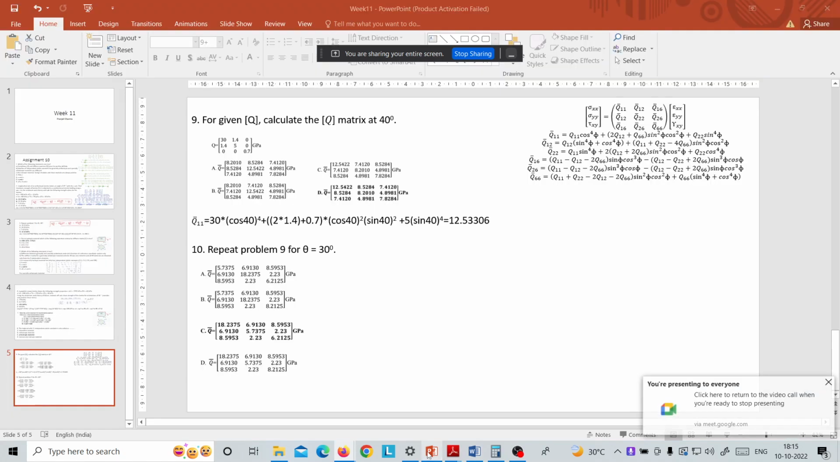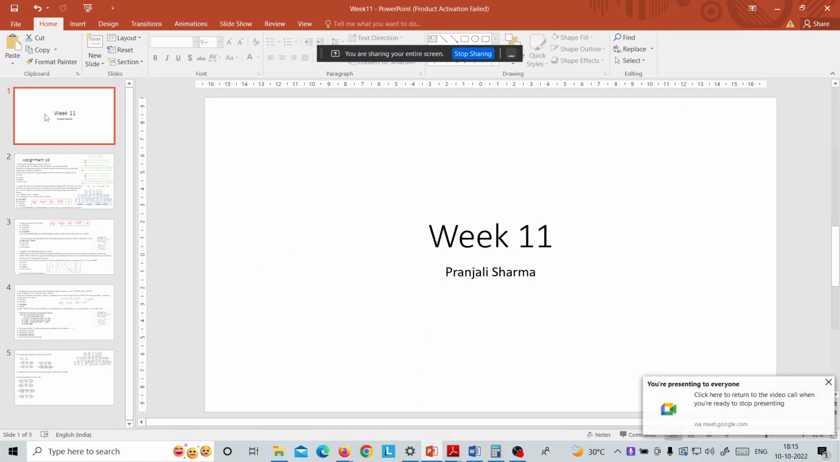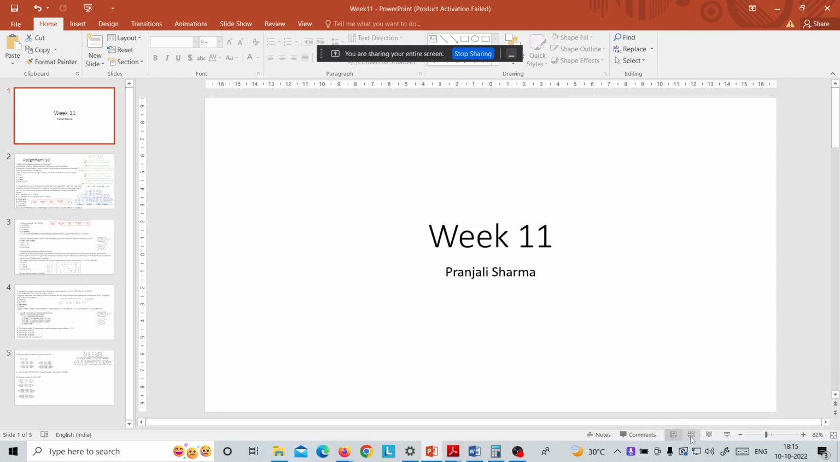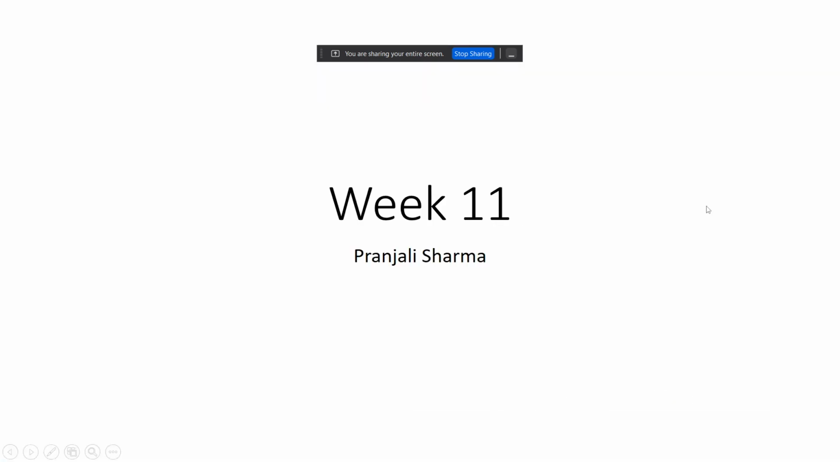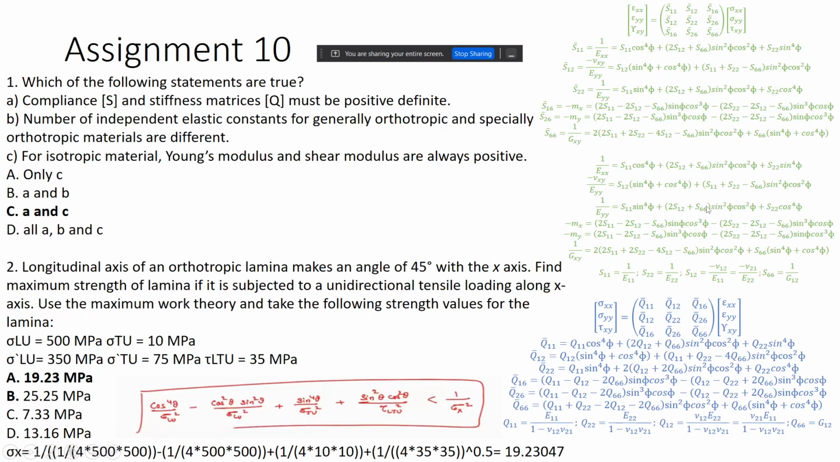So I'll be discussing assignment number 10 in this particular doubt solving session. The first question asks which of the following is true. The first option is that compliance and stiffness matrices must be positive definite.